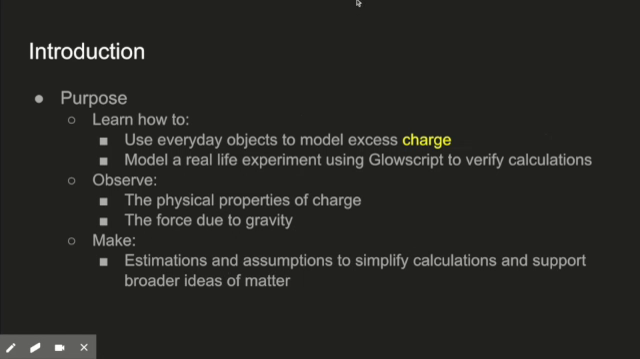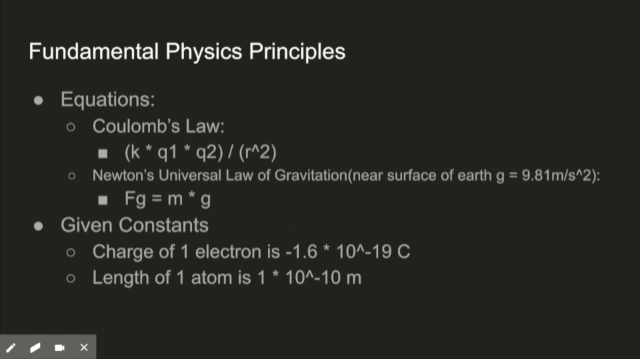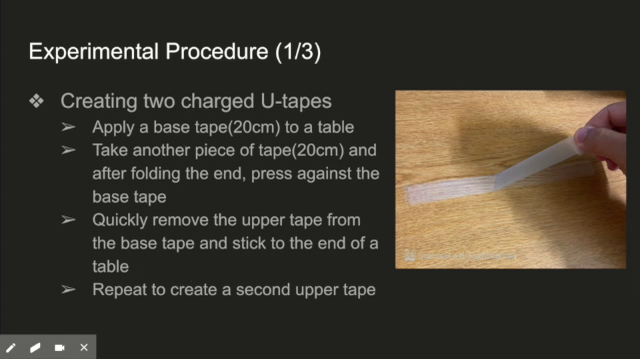So the purpose of this lab is to learn how to use everyday objects like tape to model excess charge, and also to use GlowScript to model real-life experiments. I'm going to be observing the physical properties of charge and the force due to gravity, and making estimations and assumptions. So the fundamental principles that I used in this experiment were Coulomb's law and Newton's universal law of gravitation. I also used some constants like the charge of an electron and the length of an atom.